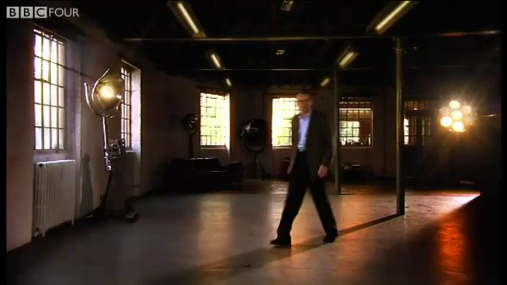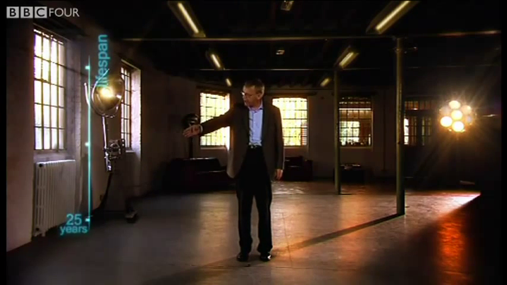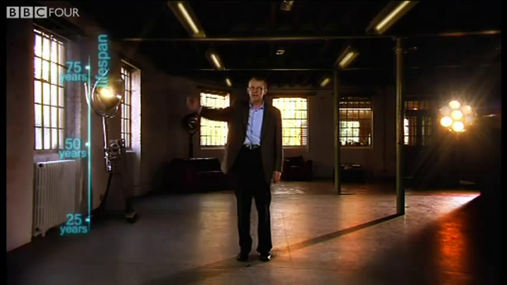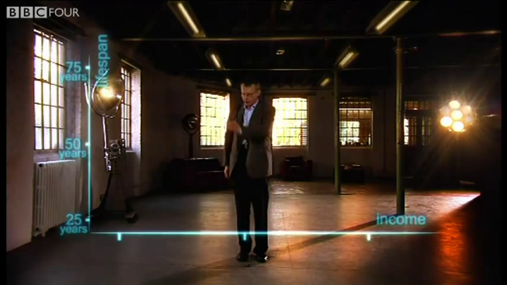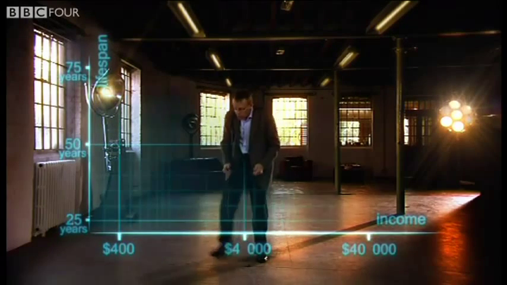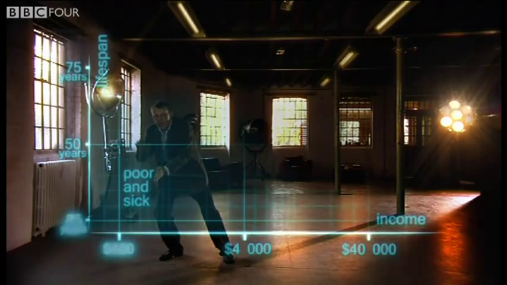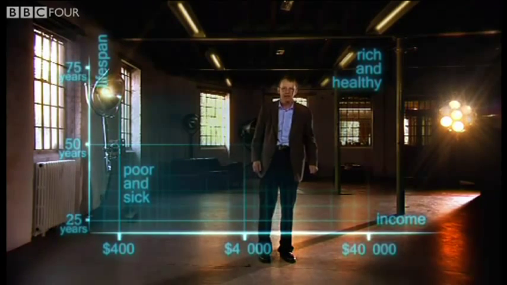So, here we go. First, an axis for health, life expectancy, from 25 years to 75 years. And down here, an axis for wealth, income per person: $400, $4,000, and $40,000. So down here is poor and sick, and up here is rich and healthy.